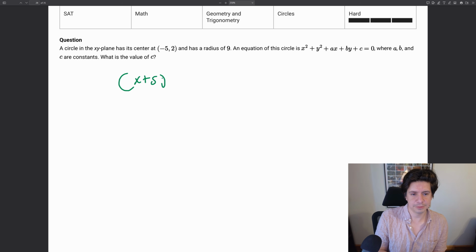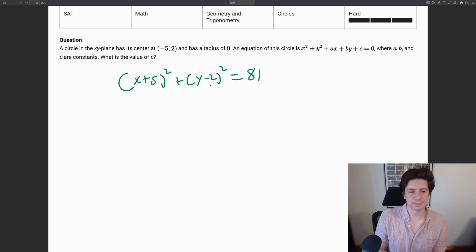(x + 5)^2 + (y - 2)^2 = 81, because it's r squared. And now FOIL, and you're going to move everything to the same side. So you're going to get x squared plus 10x plus 25 plus y squared minus 4y plus 4 minus 81 equals 0.